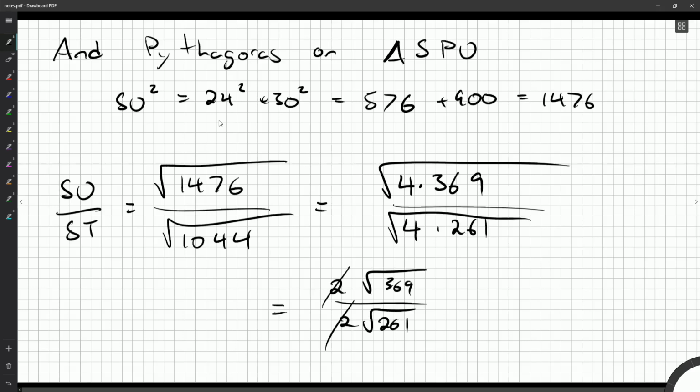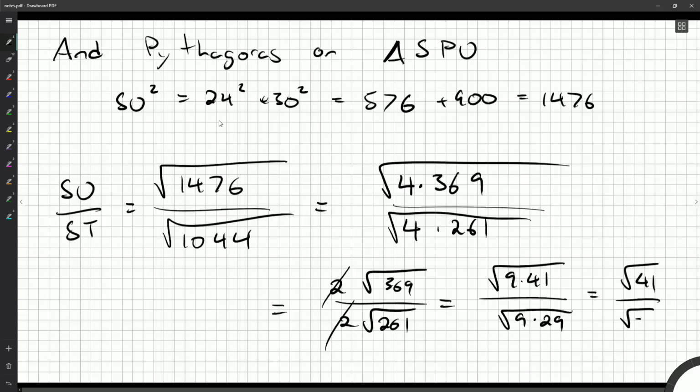So I can divide by the 2. I can also divide by 9. We get 9 times 41 on top, and on the bottom, 9 times 29. So we're going to get the square root of 41 over 29. That's as good as I can get. So now the calculator, unfortunately, has to take over, but I do try and keep my mental skills sharp. The square root of 41 is about 6.403.